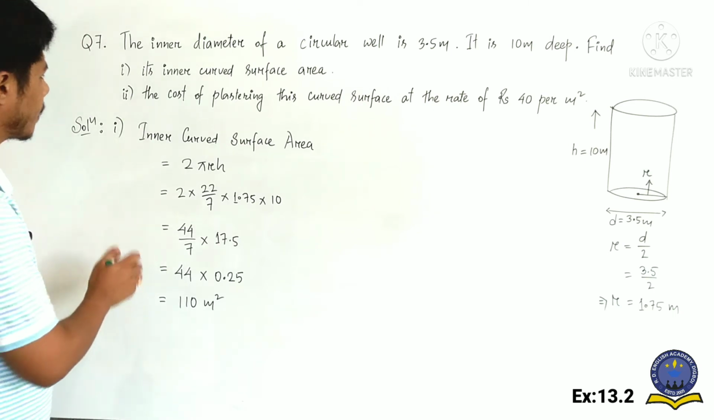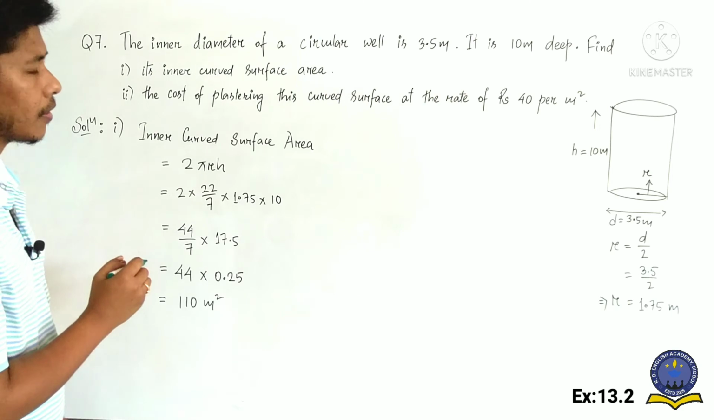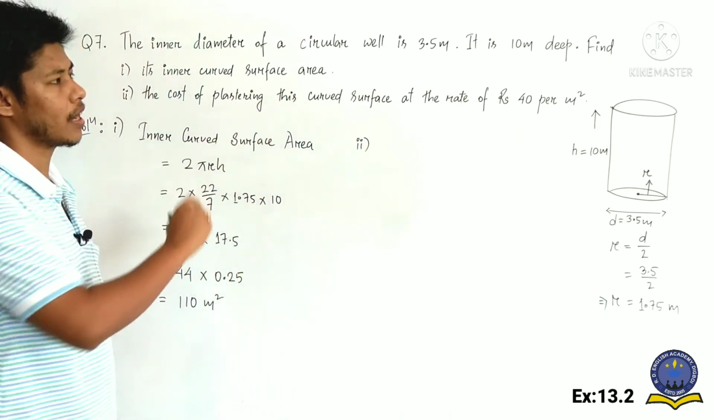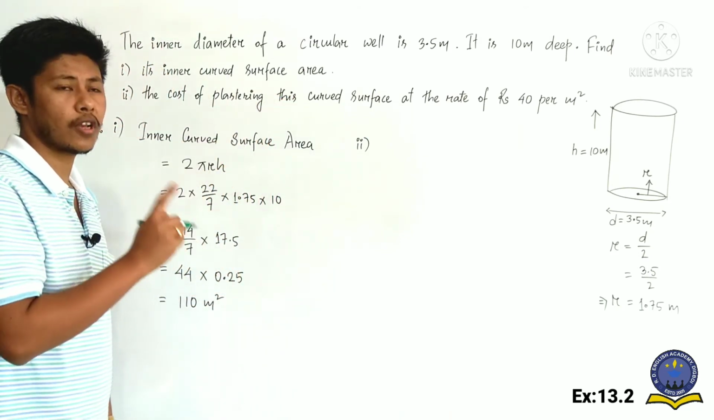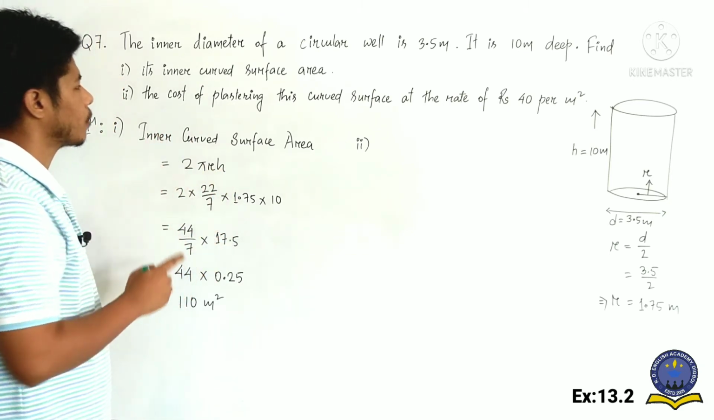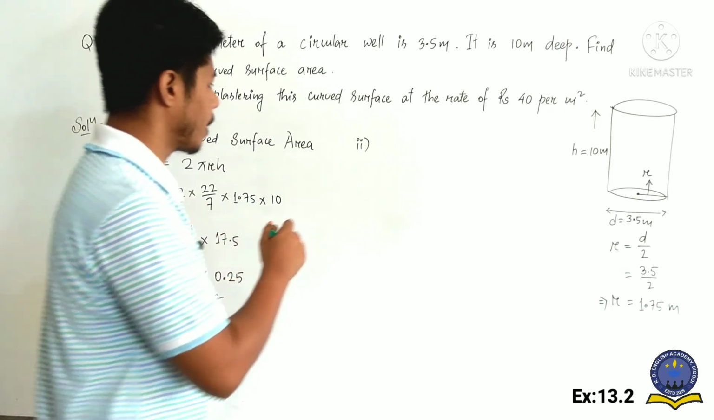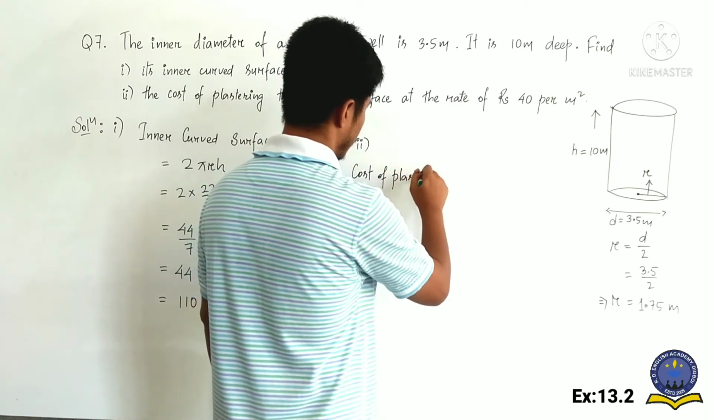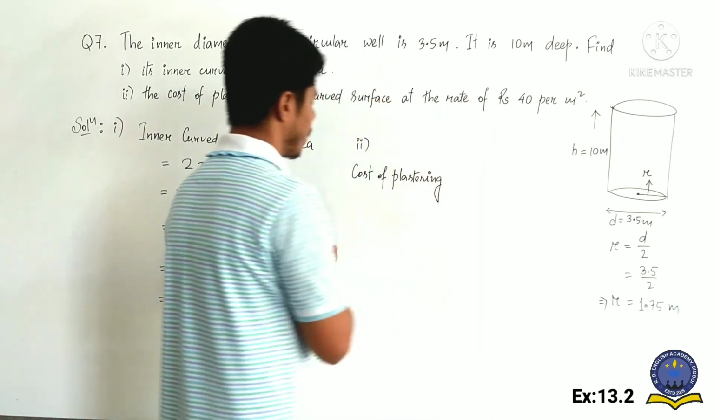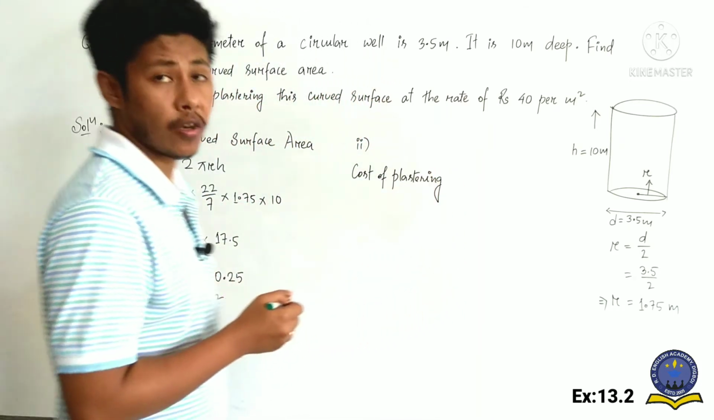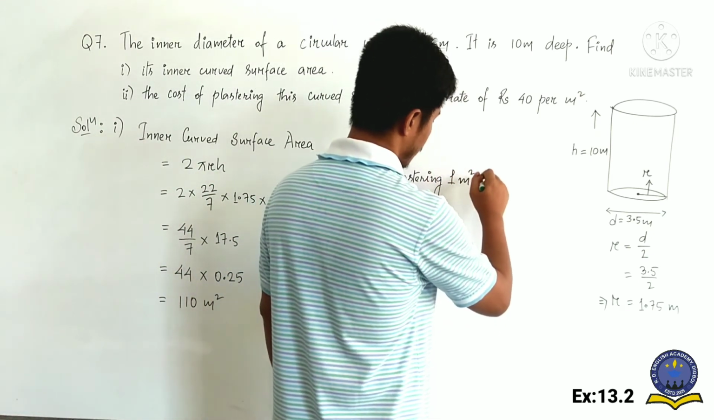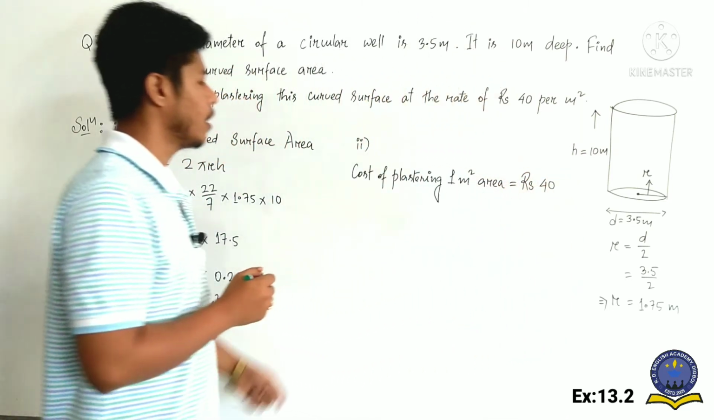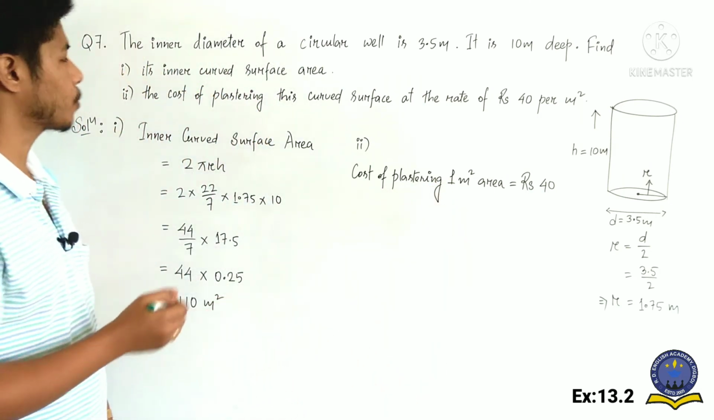Is it clear? Okay, after that the second part, number 2, the cost of plastering this curved surface area. The cost of plastering is at the rate of rupees 40 per meter square. So at first, 1 meter square equals how much cost? Rupees 40. So we write cost of plastering 1 meter square area equals rupees 40, according to our question.